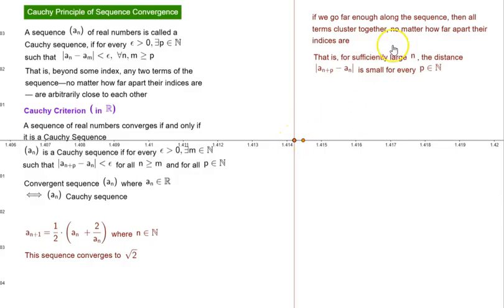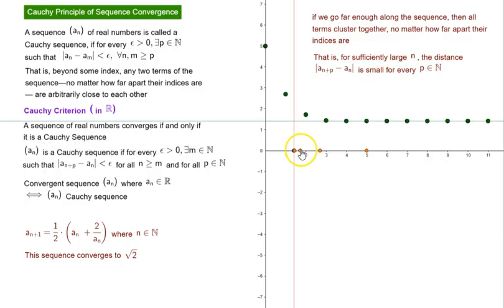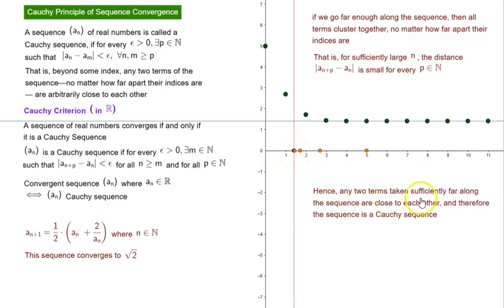So that is what is meant by clustering together. There are an infinite number of points which keep getting closer and closer to root 2. So hence, any two terms taken sufficiently far along the sequence are close to each other, and therefore the sequence is a Cauchy sequence. We can look at the values also. As we keep going along the sequence, arbitrarily distant terms will be close to each other.